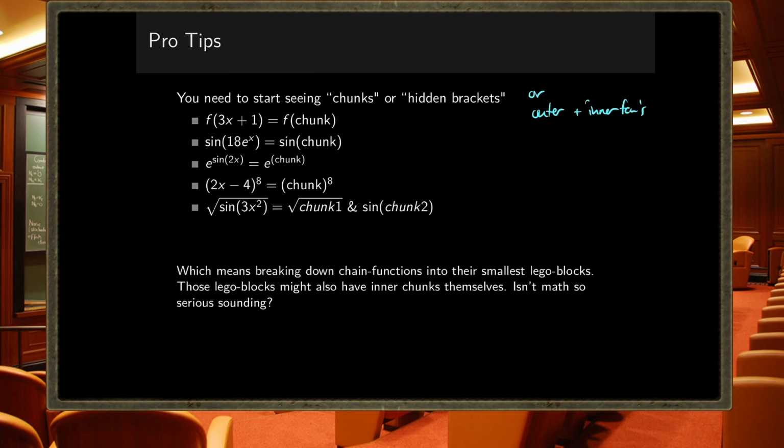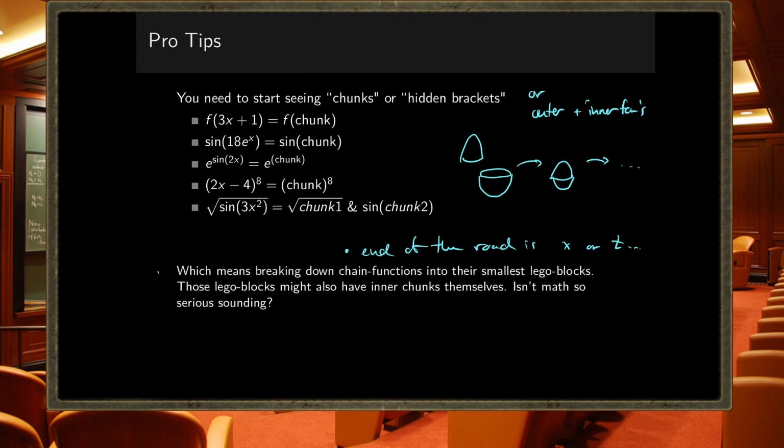So start to see these things like those nested egg dolls, those Russian nesting dolls, where you pull one out and there's another smaller one inside. And we're talking about this all the way down, where the end of the road is x or t, depending on whatever your independent variable is. And you'll see what I mean through your practice examples. But once you get to x or t, then you can stop treating them as chain functions.